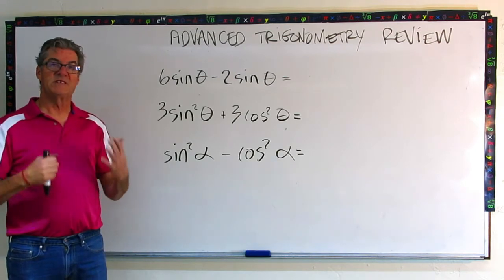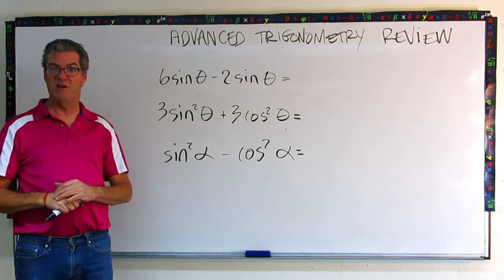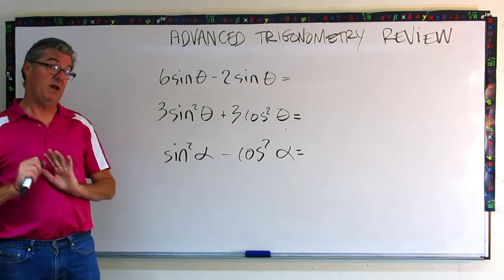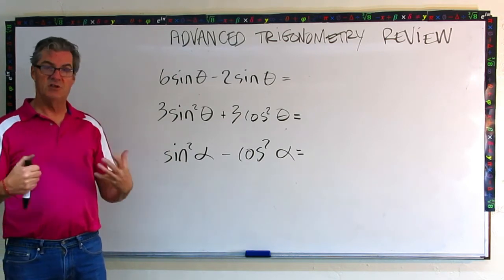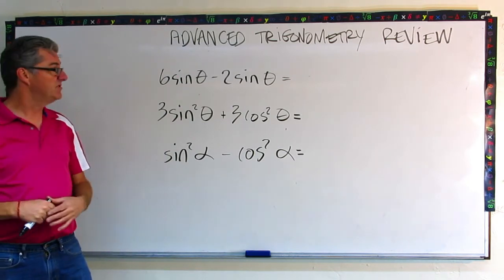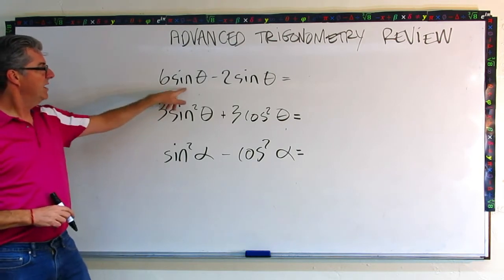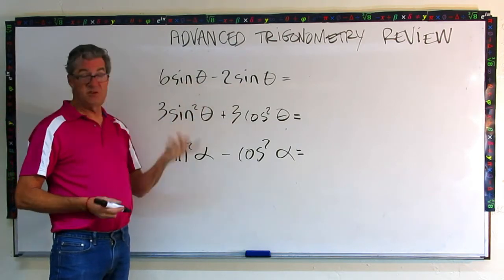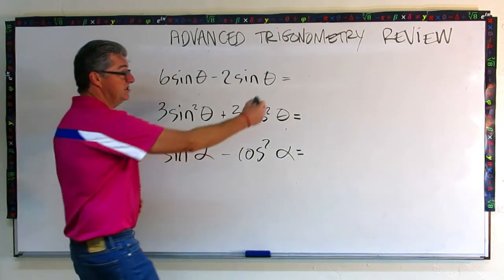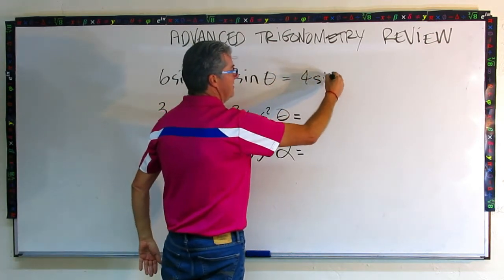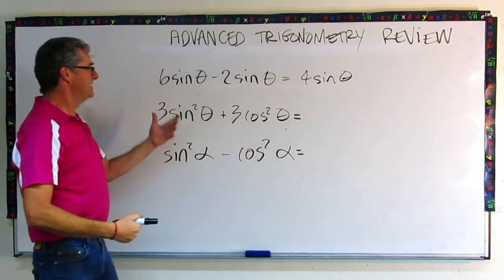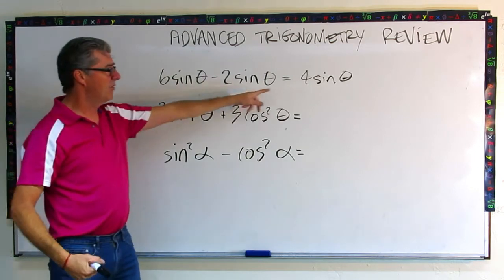We also worked on simplifying trigonometric expressions. So these problems don't connect to the unit circle. You're just using algebra rules to simplify the expression. So this first one, we have 6 sine thetas minus 2 sine thetas. This is really simple. This just becomes 4 sine theta. And that just kind of makes sense. I have 6 of them here minus 2 of them. I'm going to wind up with 4 of them.